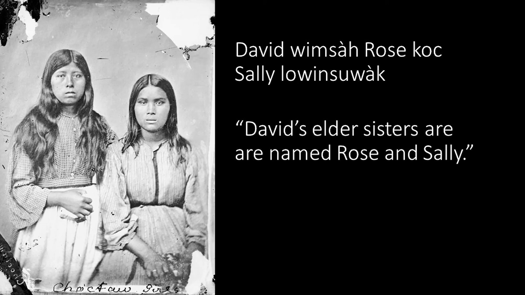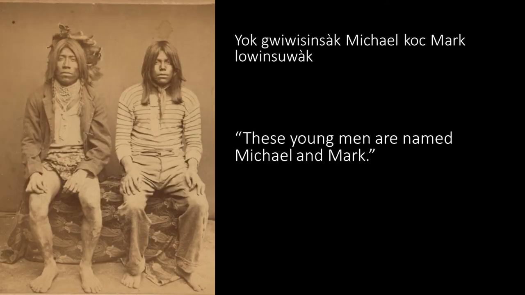David wimsah rose kochsali loensuwak. David's elder sisters are named Rose and Sally. Yok gwiwisinsuk, Michael kots Mark Lowensuwak. These young men are named Michael and Mark.